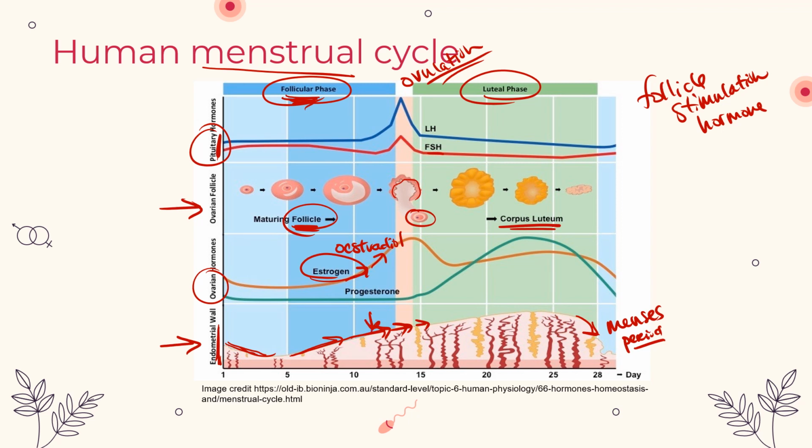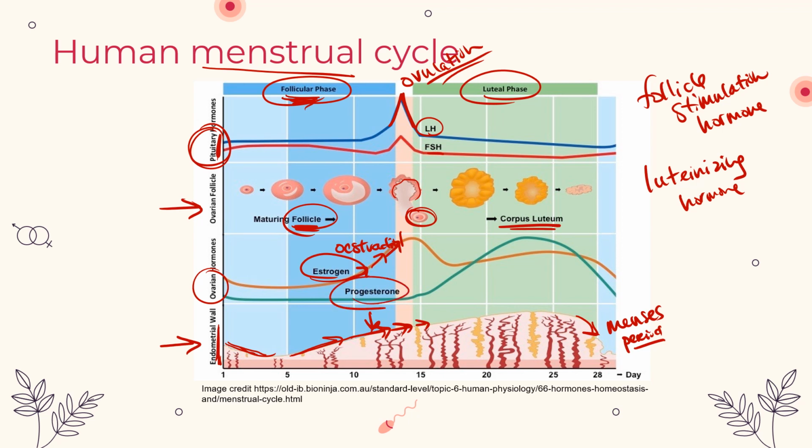And then this peak here is going to lead to this huge surge in LH. LH is the other pituitary hormone that we're going to look at. LH stands for luteinizing hormone. The job of the luteinizing hormone is ovulation. And so this big peak, that surge in LH, is what releases the egg from the follicle.